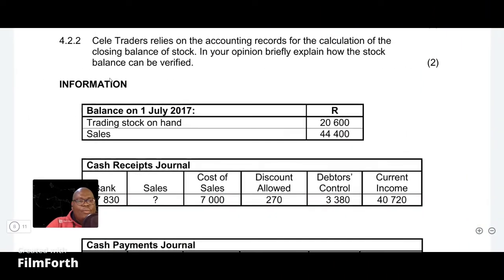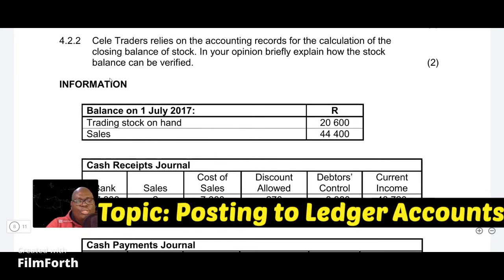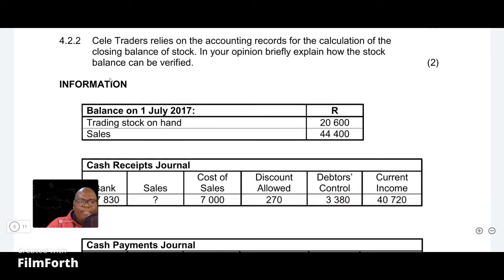Hi there, welcome to the new lesson of the week. In this episode, we're going to be focusing on how to prepare the ledger accounts. We're going to be using the information from the subsidiary books that are given to us to prepare the ledger accounts that we are required to prepare.